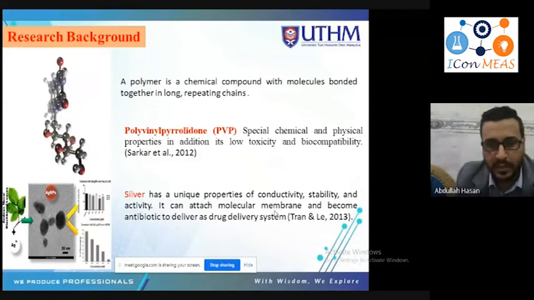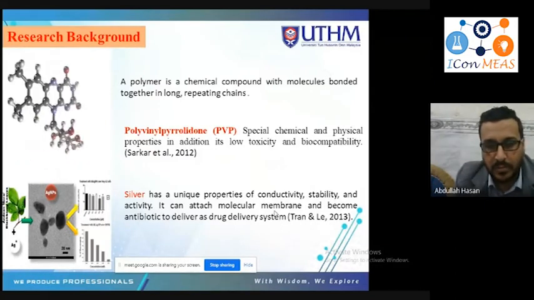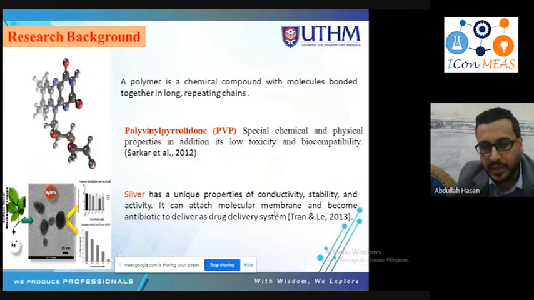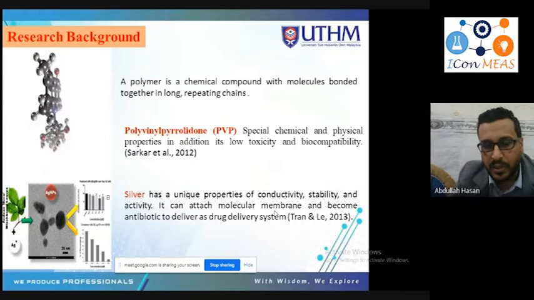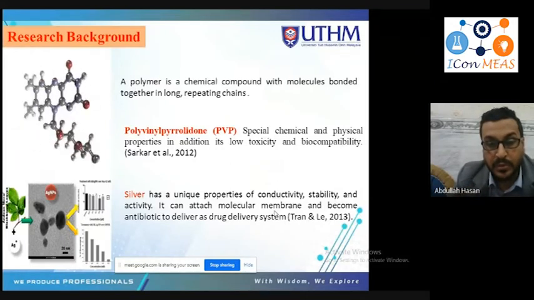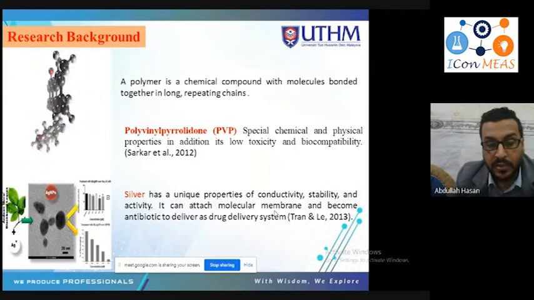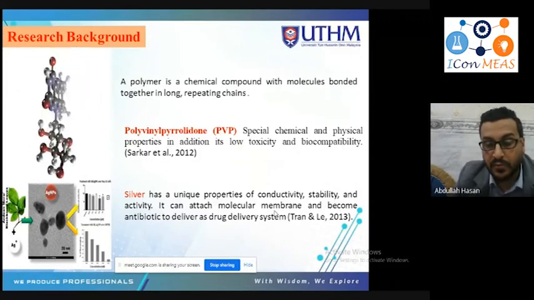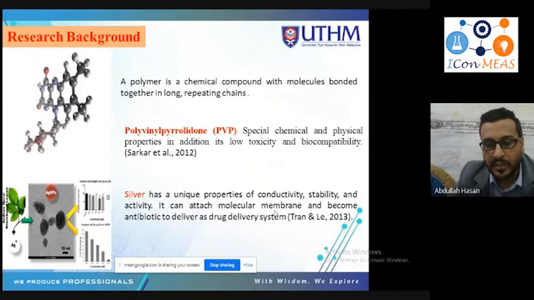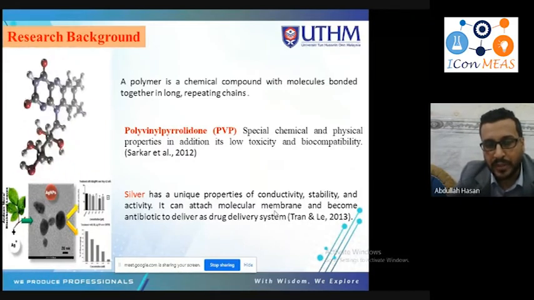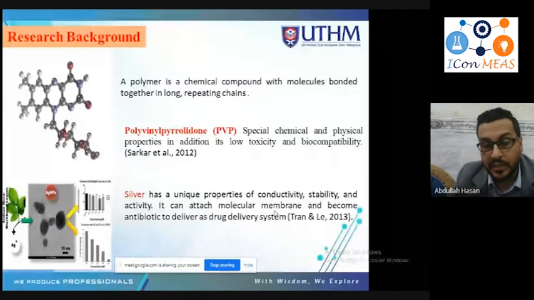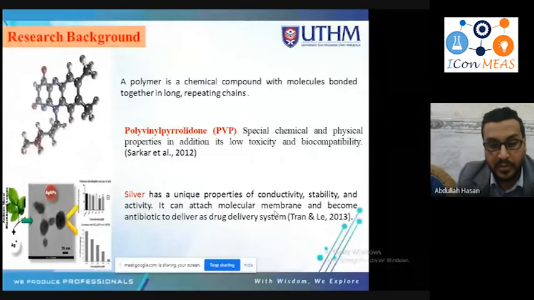We need a kind of polymer, PVP, with special chemical and physical properties. In addition, it has low toxicity and is biocompatible, and silver has unique properties of conductivity, stability, and activity. It can attach molecules, so it can be used as a drug delivery. It can attach and detach molecules.